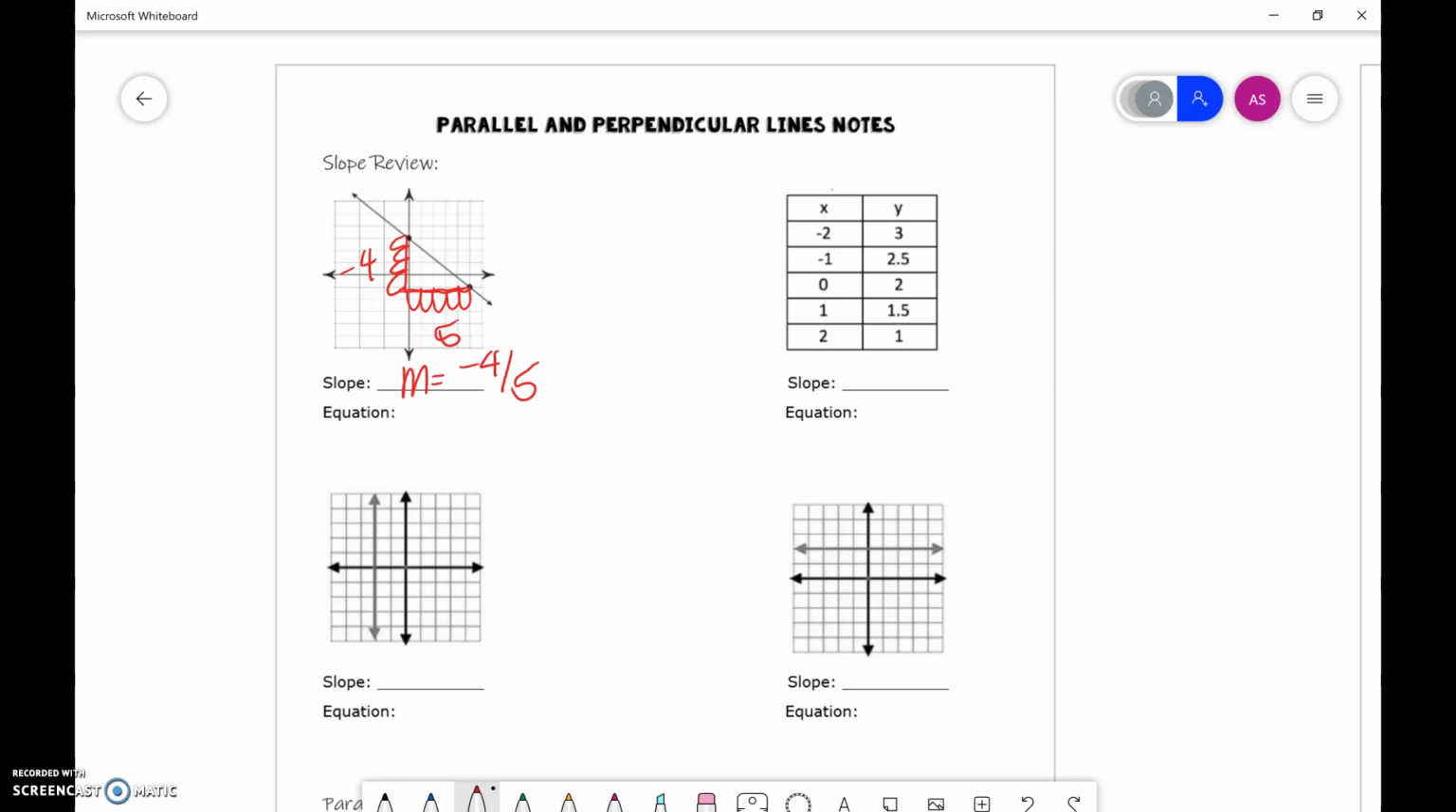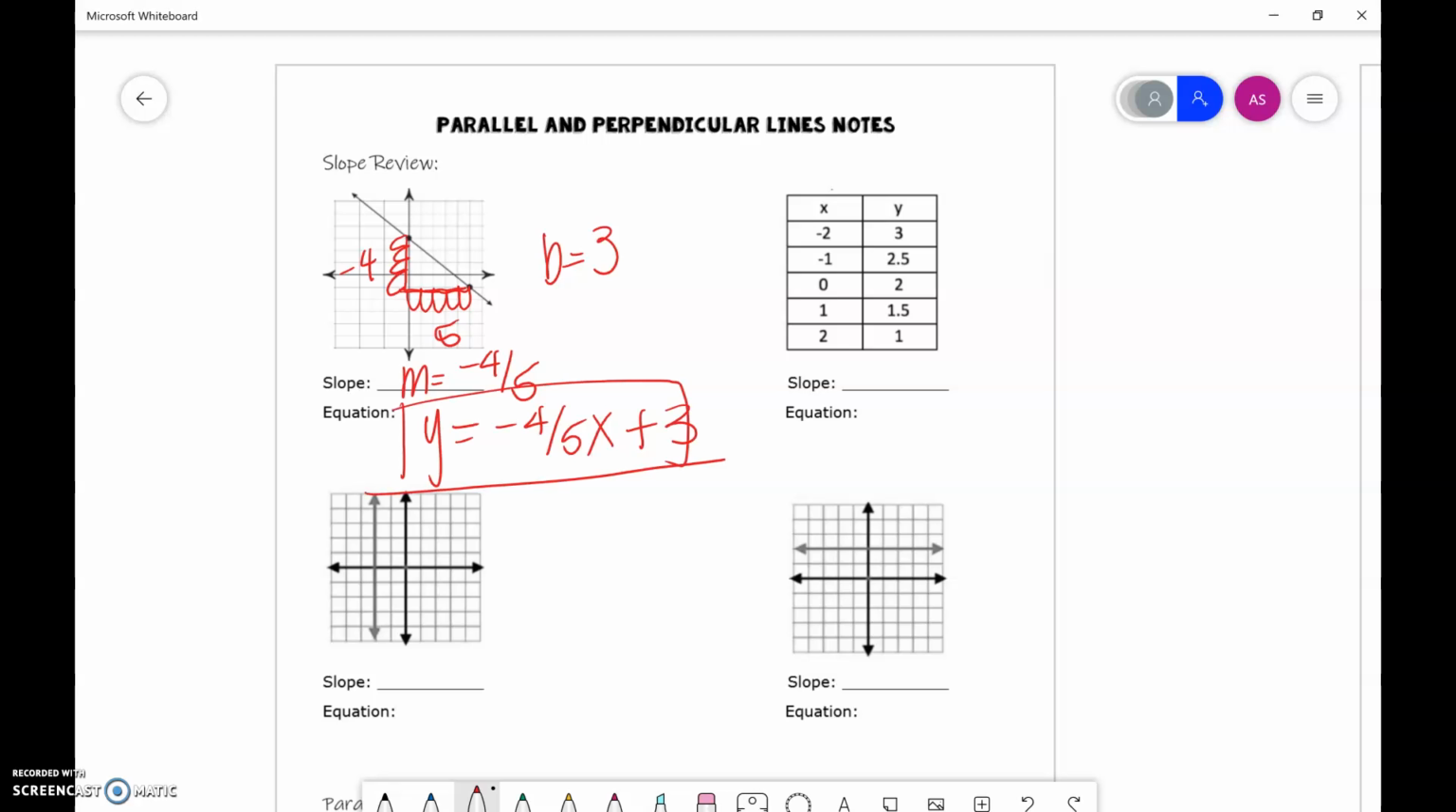Now we know when we write an equation, we can use our slope-intercept form. We can use point-slope form. I think for this, it's easier to do our slope-intercept form. So our b is going to be 3. So our equation will be y equals -4/5 x plus 3.